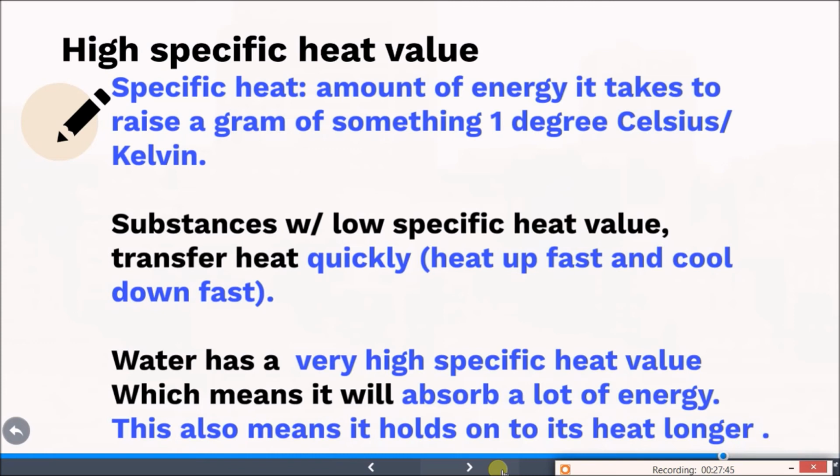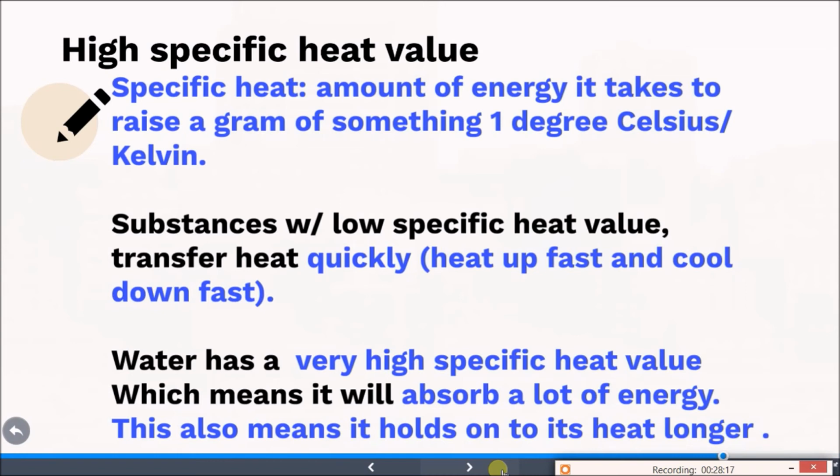So, for example, rocks can get super hot during the day, but they don't hold on to their heat for very long. So even though they heat up really, really fast, they're actually going to release their heat really fast too. Anything that heats fast cools fast as well. Water definitely doesn't do that. Water, because it has that high specific heat value, it retains heat for much, much longer.